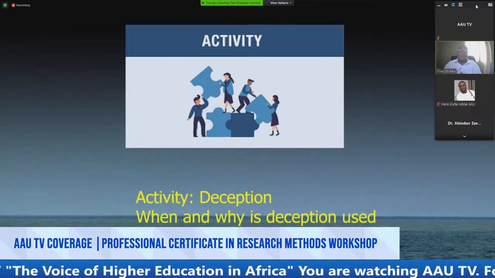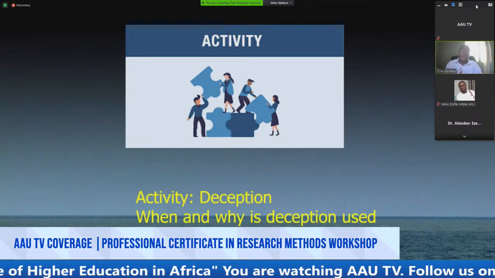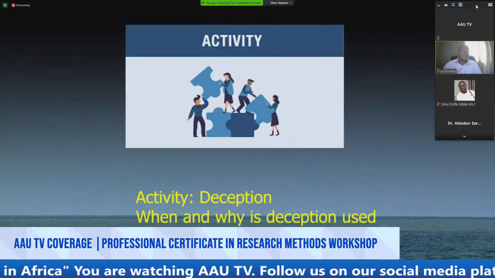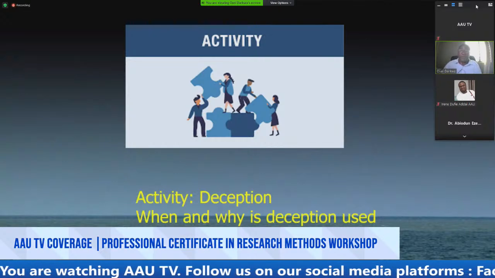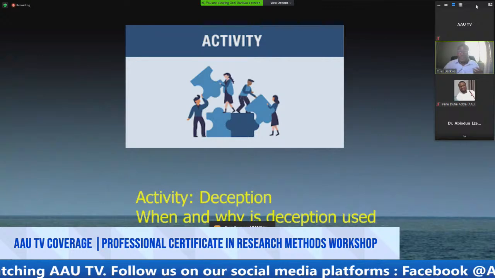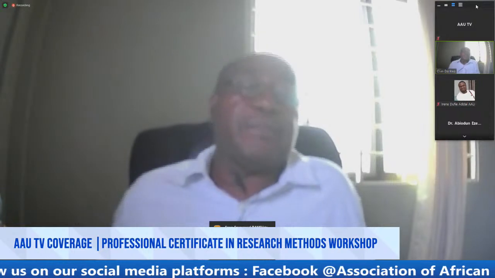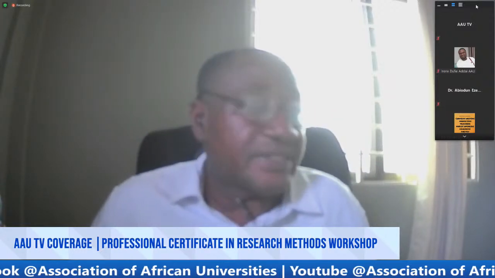Let me stop here. This is another activity. Deception: when and why is deception used in research? Sometimes it's a tool used in research and people are deceived, and after that, there's what they call debriefing. They debrief them, tell them about the right intentions of the research. Why is deception used, when is it used, and things like that.